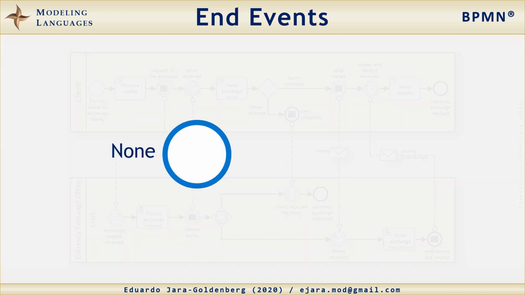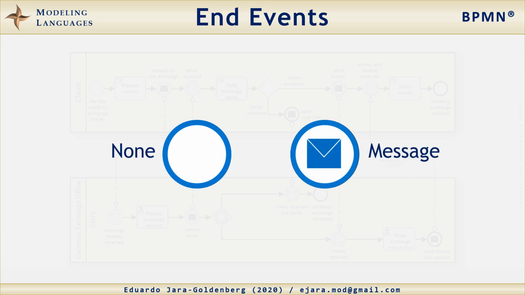The none end event does not have a defined result. A message end event indicates that a message is sent to a participant at the conclusion of the process. The actual participant, to which the message is sent, can be connected to the event using a message flow.